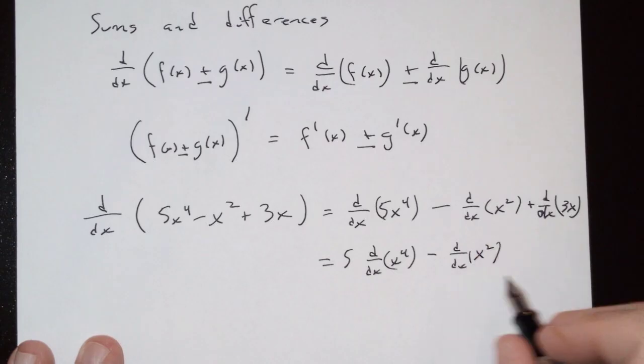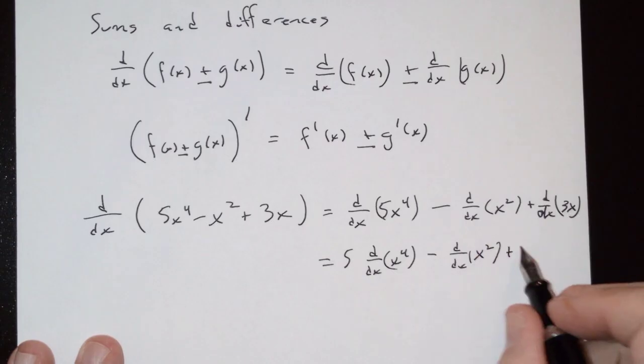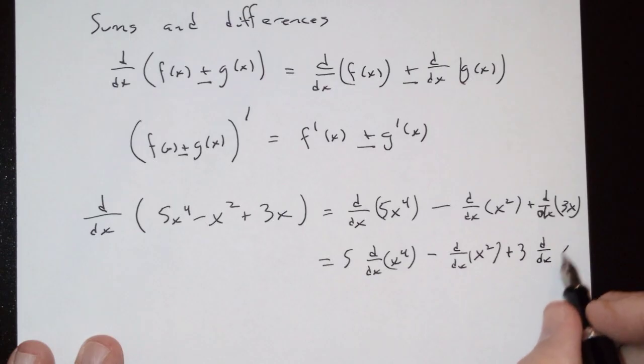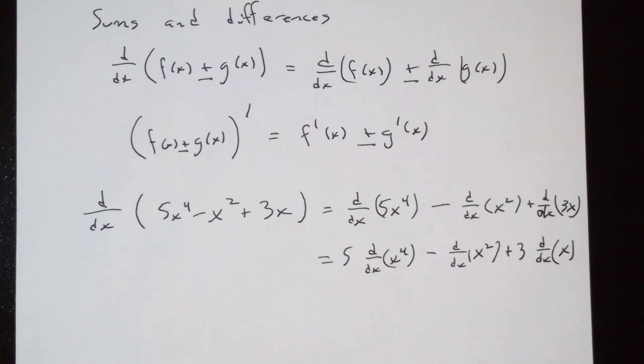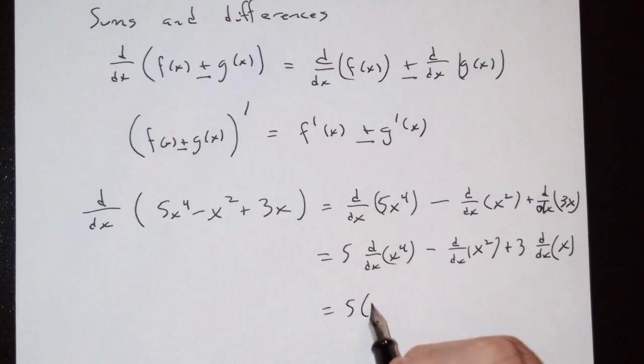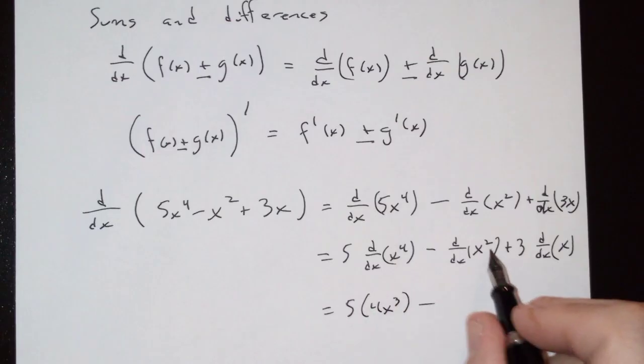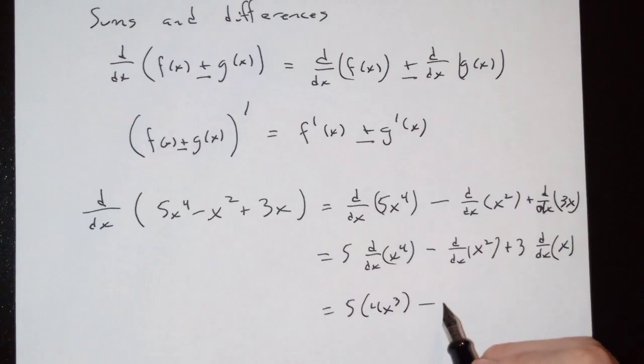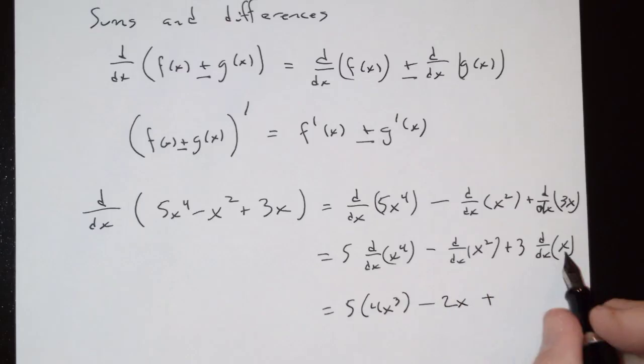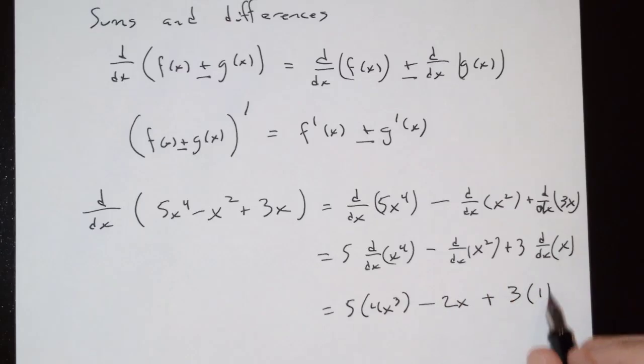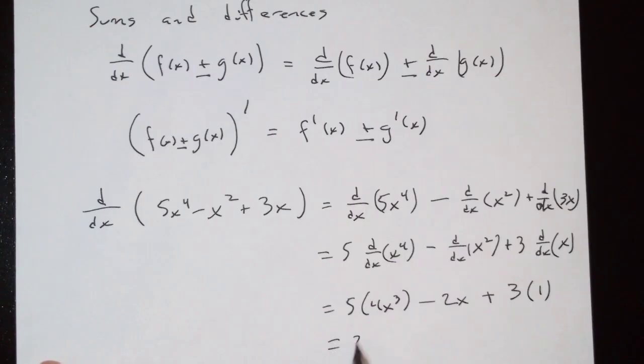There's no constant here, so I don't change anything. There's a 3 here, pull that out. And now I'm just doing power rule. Derivative of x to the fourth. There's a 5 in front, 4x to the third. Derivative of x squared. Derivative of x. There we go.